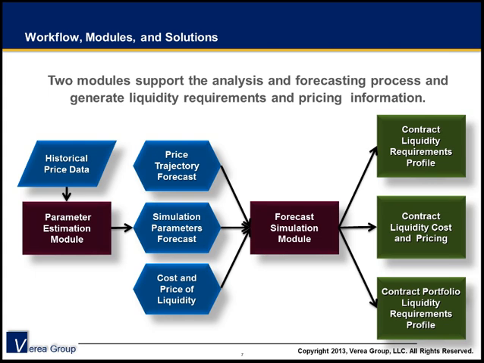And then the simulation parameters are combined with a price trajectory forecast and with the gas distributor's cost and price of liquidity. And then this all goes into the forecast simulation module, and after simulation, this module provides the following fundamental outputs. One is the liquidity profile for a particular contract, so we can see what we'll have to secure as potential liquidity. The contract liquidity cost and pricing, which is the thing that we already talked about, and then on aggregated level, the overall liquidity requirements of the whole futures portfolio that the provider is likely to face in the future.